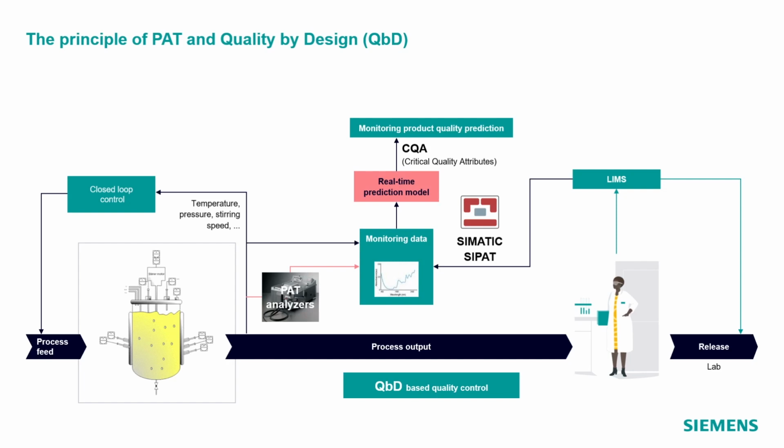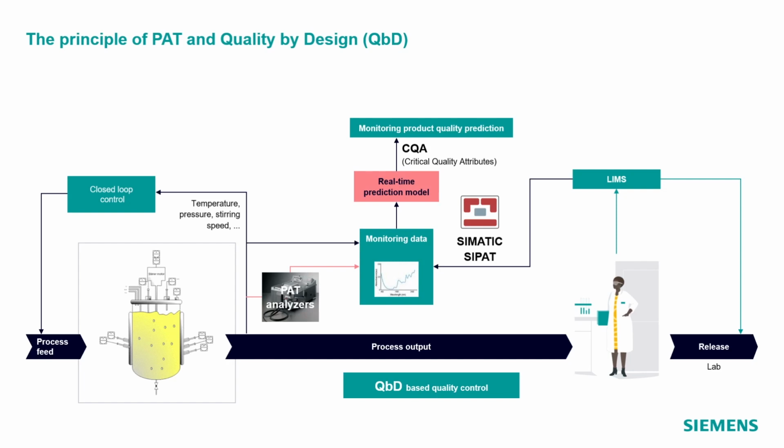SciPat will then make sure that all this data is put into a prediction model that gives you, at any moment in time, a view on the predicted quality of what you're making in your manufacturing unit at that moment. So that you already know upfront what the end product quality will look like at any time. Having that view on CQAs in real time is the first step.